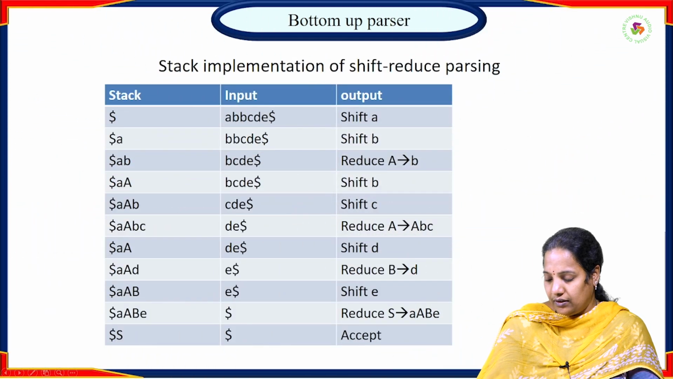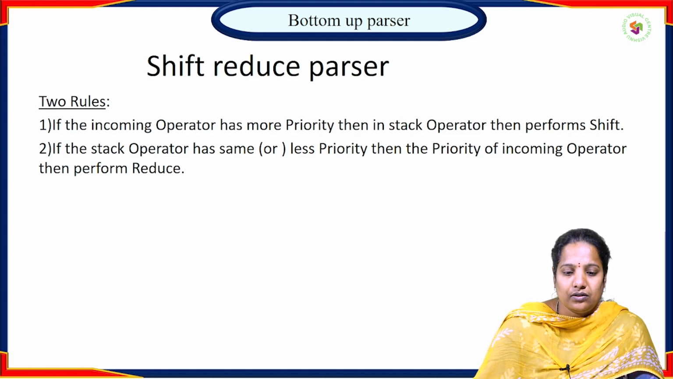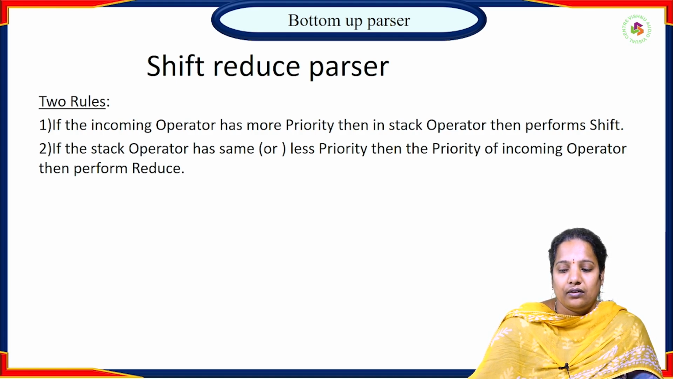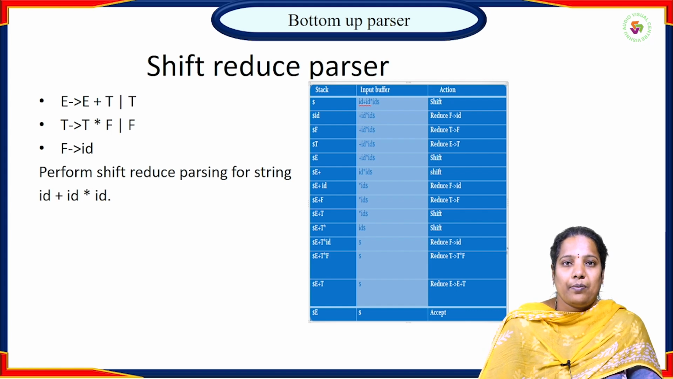In the previous class we explained the bottom-up parser with one example. When implementing the shift reduce parser, we have two rules. The first one is, if the incoming operator has more priority than the stack operator, then we need to perform the shift action, that is, shift the incoming operator onto the top of the stack. Otherwise, if the stack operator has less priority than the incoming operator, then we need to perform the reduce operation.